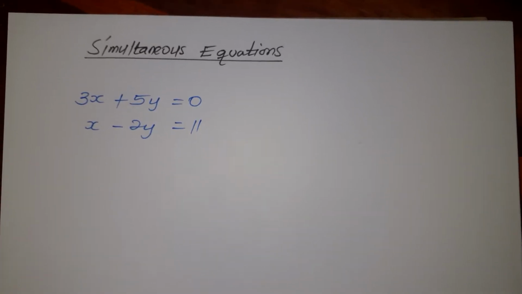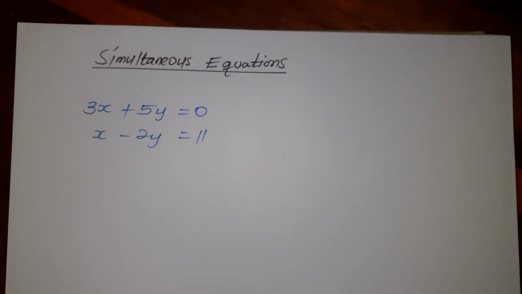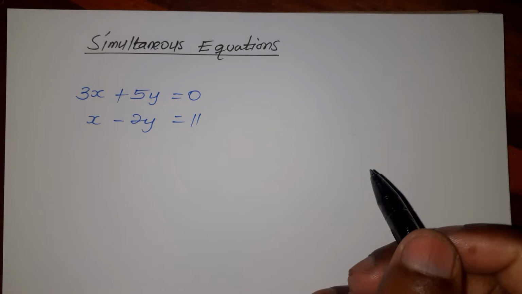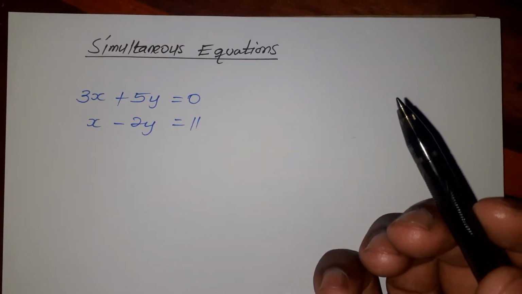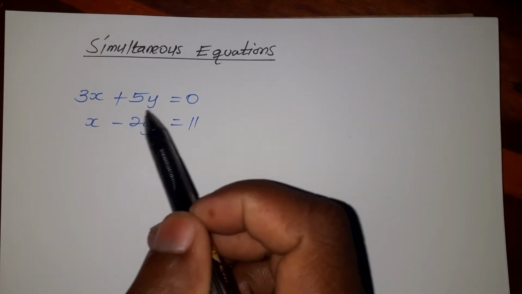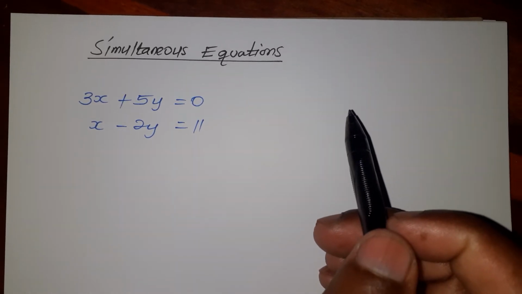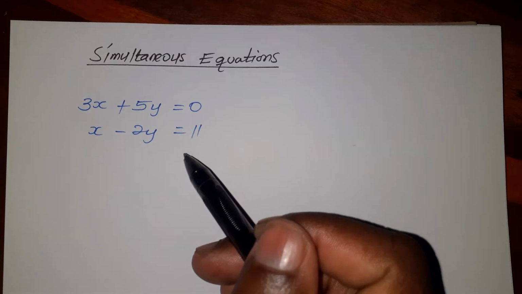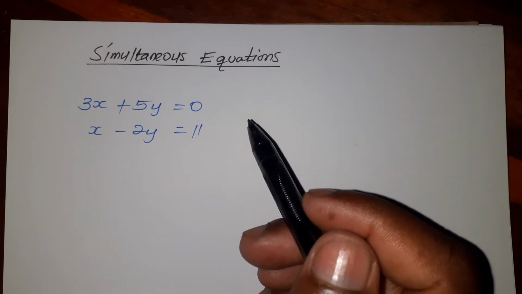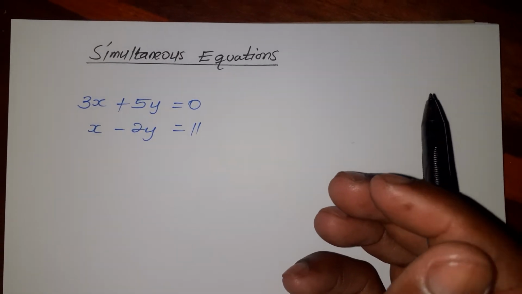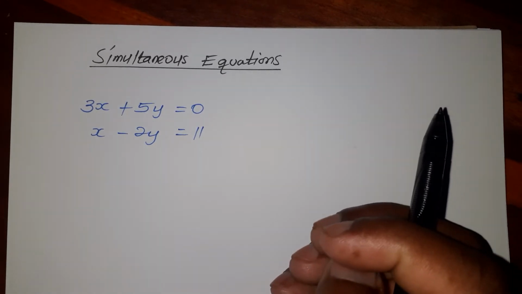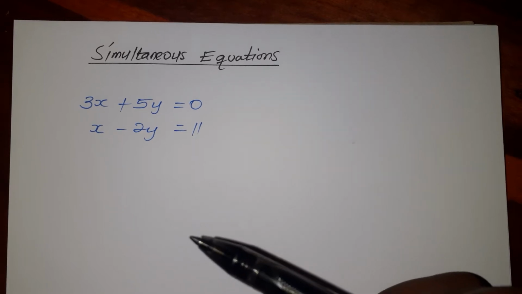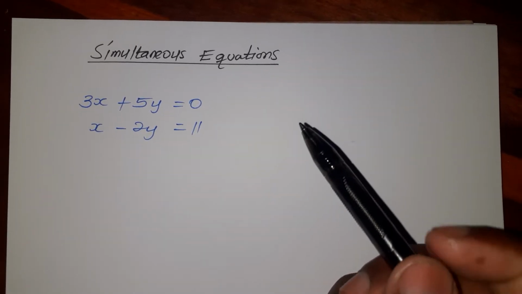Now, looking at this problem that we have, simultaneous equations. Normally we arrive at these equations when we have two equations and two variables, and then we need to solve the two equations to get the values of the two variables.